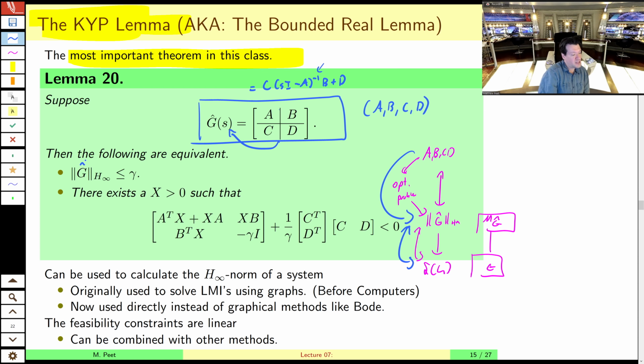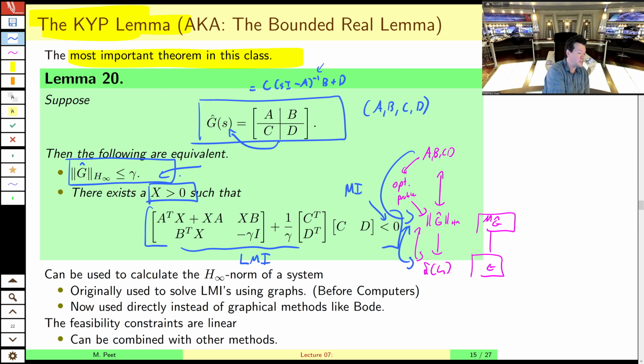So this relates directly: the norm of that transfer function is less than gamma if and only if there exists a positive matrix X such that this LMI is satisfied. And this is, of course, an LMI because this is a matrix inequality. So it's a very classical result which relates the property of the transfer function representation, through an optimization problem, to the system state space representation.